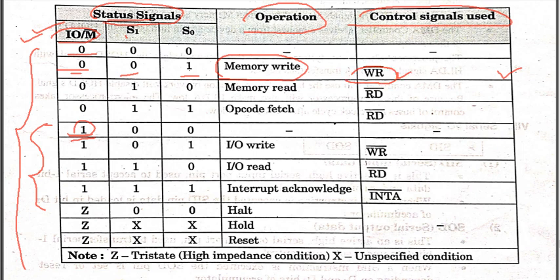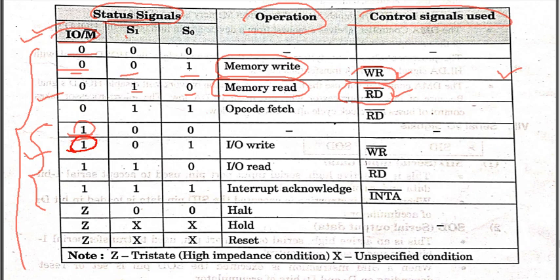So the control signal is WR bar, which is also an active low signal because the complement is there. Next, IO/M bar is equal to 0 again, S1 is 1, S0 is 0, memory is to be read, means data is to be read from the memory, and that is performed by the control signal RD bar, which is also active low because the complement is there.